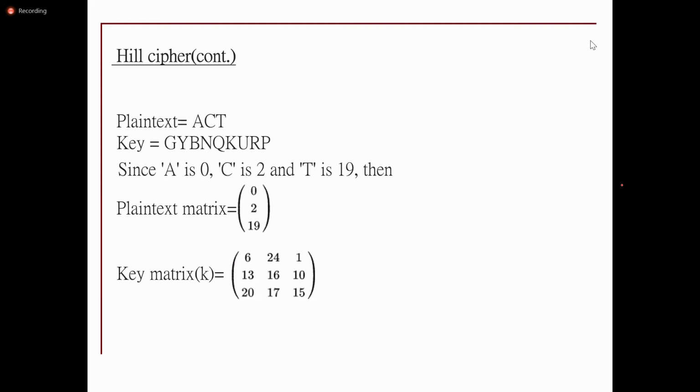So we'll see one example. The plain text is "at", simply a word. It has three alphabets, right? Then the size of the key should be 3 by 3. That is, the size of the key should be 9 alphabets. So here the size is 9 alphabets. The key is GYBNQKURP.